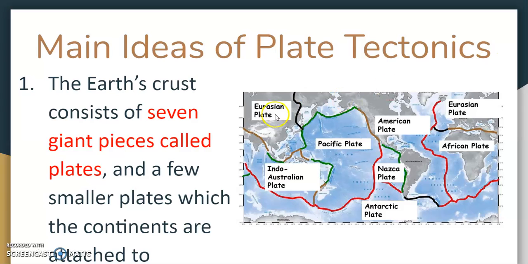So you'll see here, there's the Eurasian plate, which is also stretching across to here. The American plate is North and South America, and parts of Russia, Siberia. The Pacific plate is most of the Pacific Ocean. The Indo-Australian plate is a huge chunk, including parts of India, Indonesia, and Australia. The Antarctic plate is the southmost one, and the African plate is most of Africa and a big chunk of the Middle East. So there's 7 giant plates.